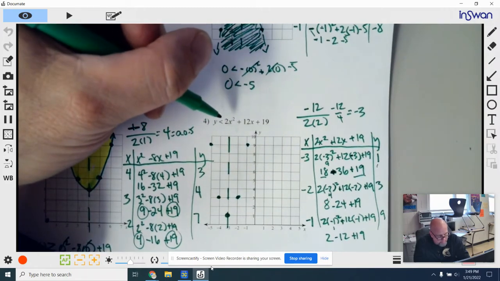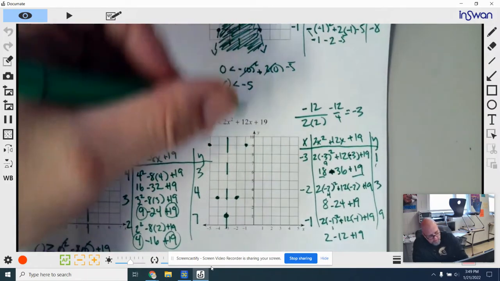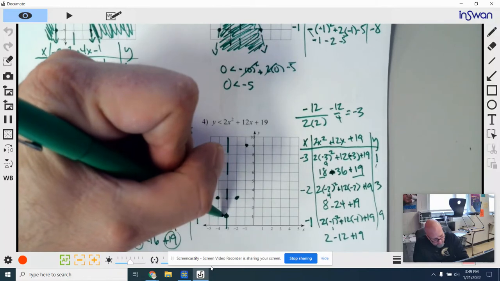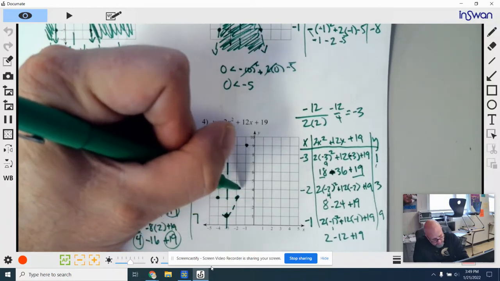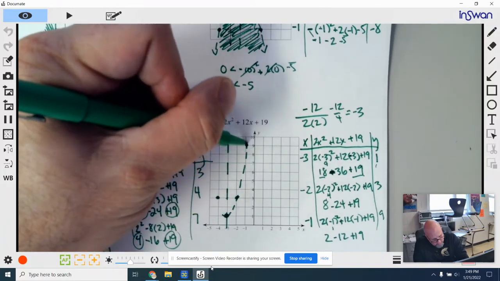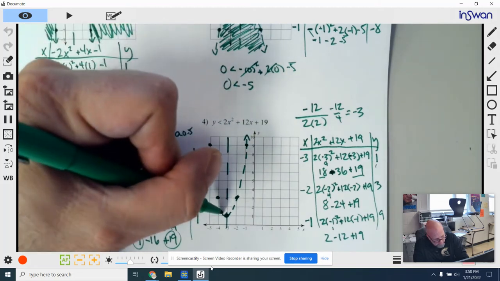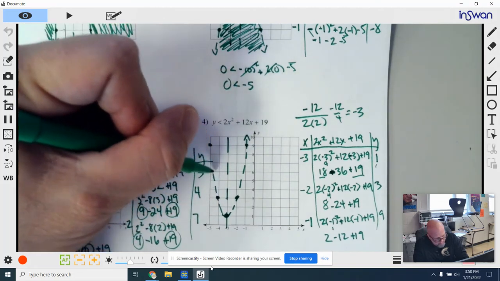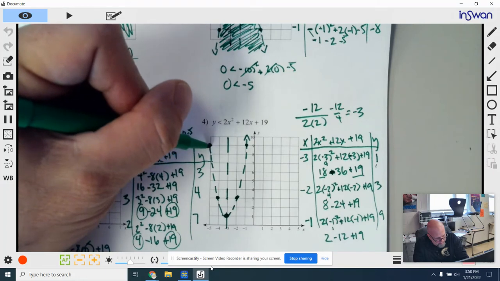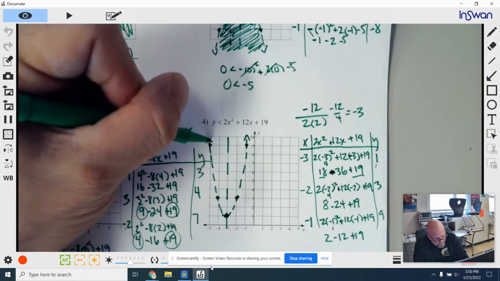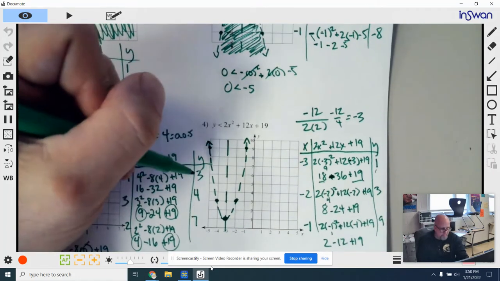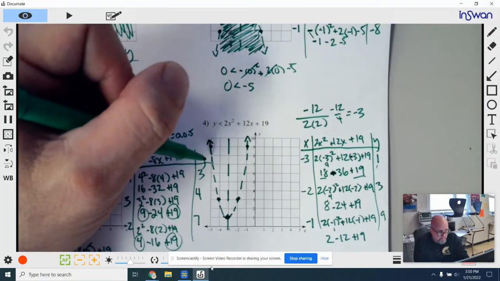Okay, check the symbol. The symbol's a less than, so that's going to be an open parabola. So make sure your parabola is dashed. Remember, when you're drawing your parabola, you never want it to get quite vertical. It's going to approach being vertical, but they will never go vertical.